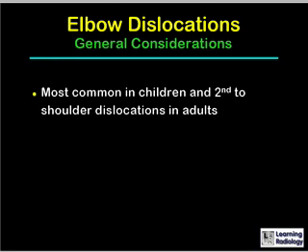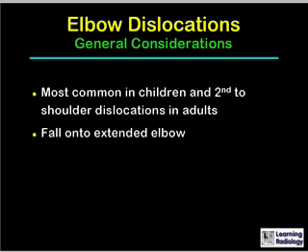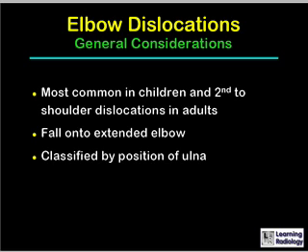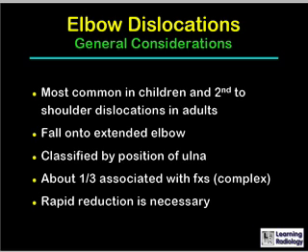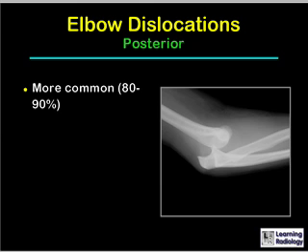Elbow dislocations are more common in children and, in fact, are the most common dislocation in children and second most common to shoulder dislocations in adults. They occur usually because of a fall onto the extended elbow. They are classified by the position of the ulna relative to the humerus. About 1/3 of elbow dislocations are associated with fractures as well, and rapid reduction is necessary in order to prevent complications. Posterior elbow dislocations are more common than are anterior dislocations.